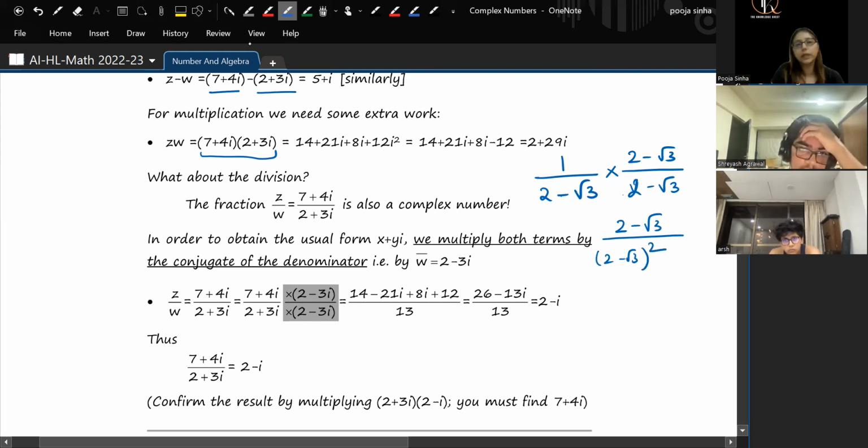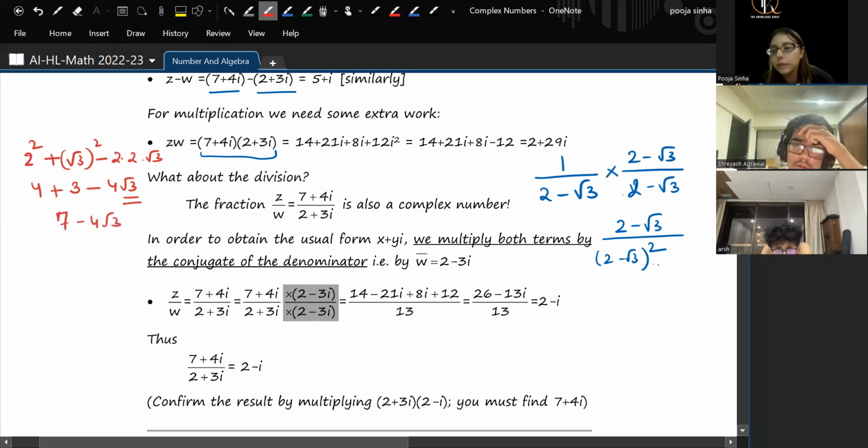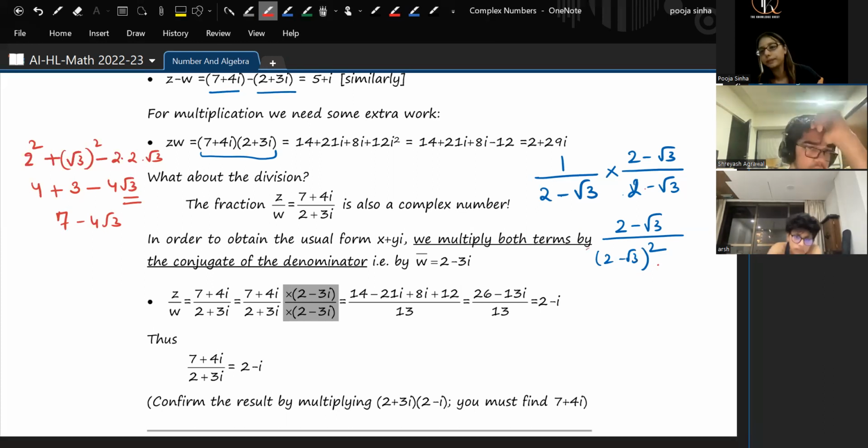And if I apply this, I'm just doing it on the side. Just have a look. It becomes a square plus 2b square minus 2ab. This becomes 4. This becomes 3. But I could not get rid of this root 3 still. I get 7 minus 4 root 3. So this did not solve my purpose. There's something wrong here. I need to do something else. I tried to make it a rational number, but now I'm again getting an irrational number in the denominator.